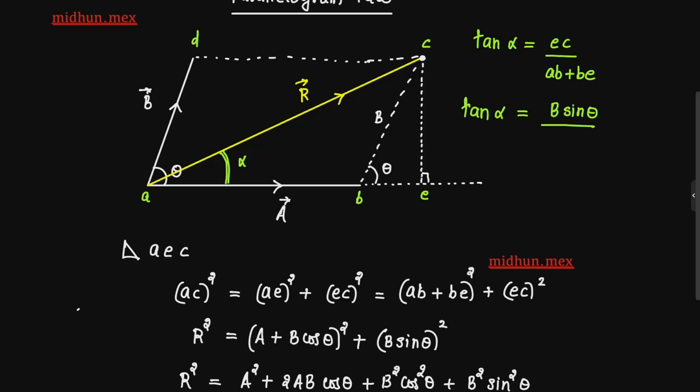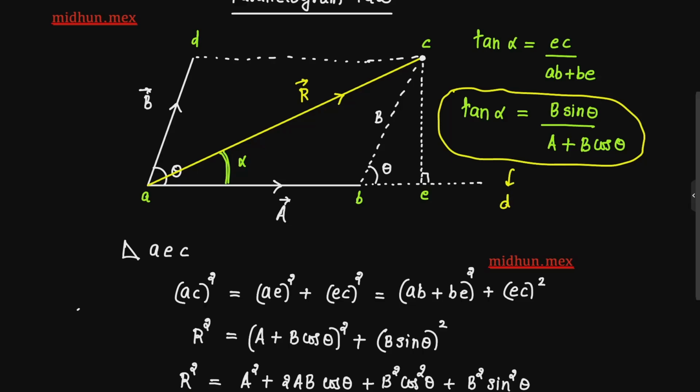Divided by AB. A to B it is A, plus BE, which will be B cos theta. That's it. Therefore you got the tan alpha value. That is the angle the resultant vector is making with the vector A. So we can say this is the direction with respect to vector A, because alpha is marked with respect to A. That is why you are going to write it like this.